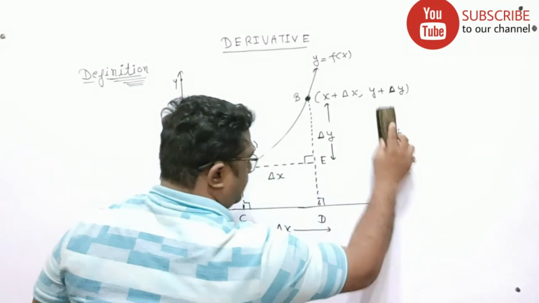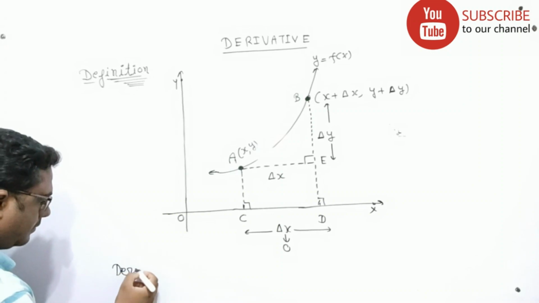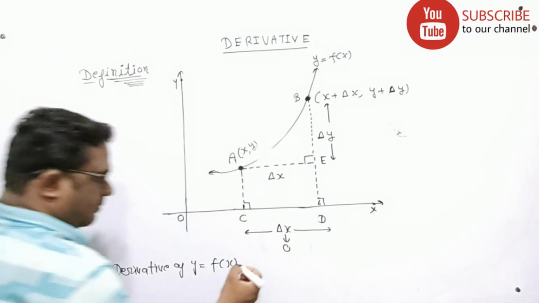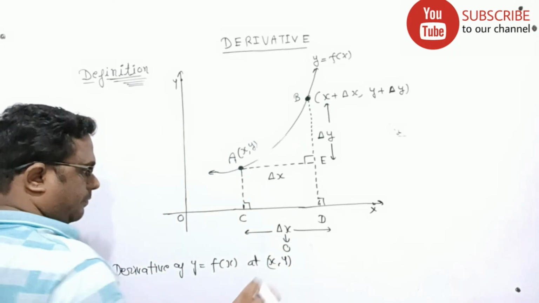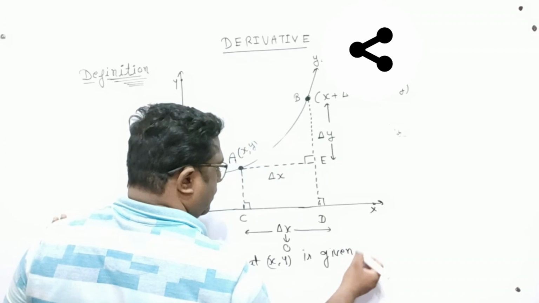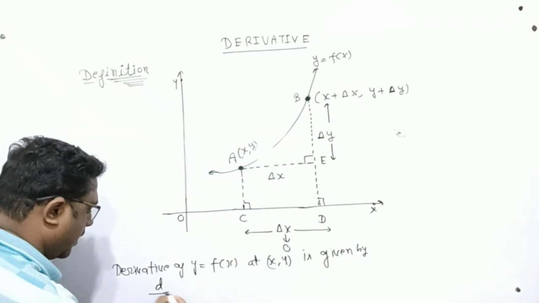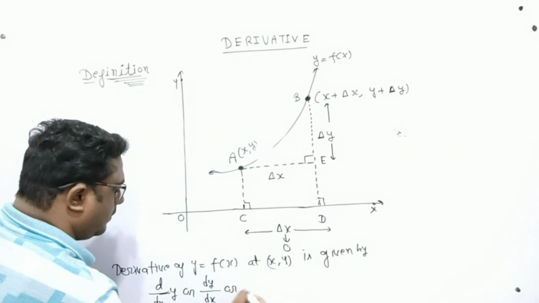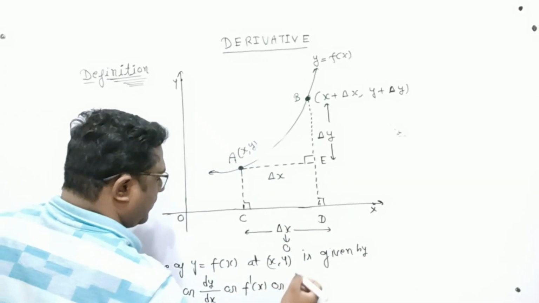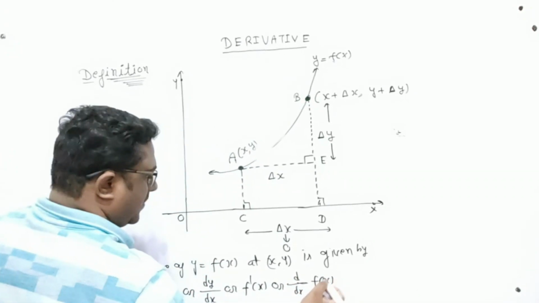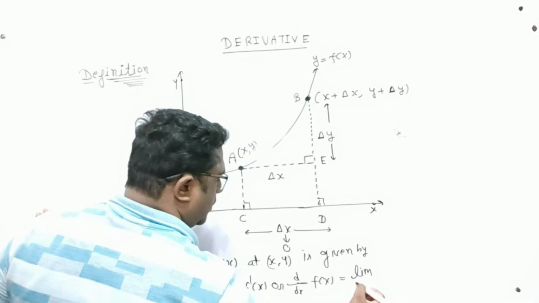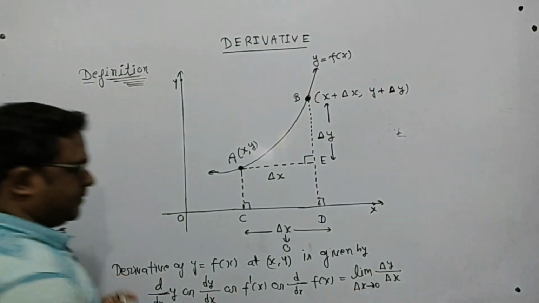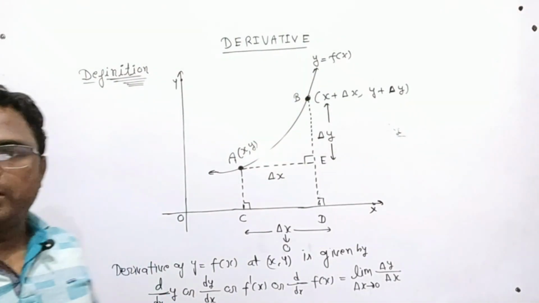So our definition becomes that derivative of y equal to f(x) at (x, y) is given by d by dx of y, or dy upon dx, or f dash x, or d by dx f(x), is equal to limit delta x tending to 0 of delta y upon delta x. So this is the definition of derivative. I hope that you have understood it.